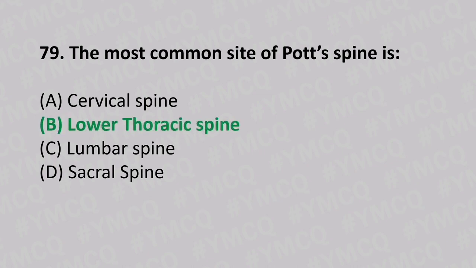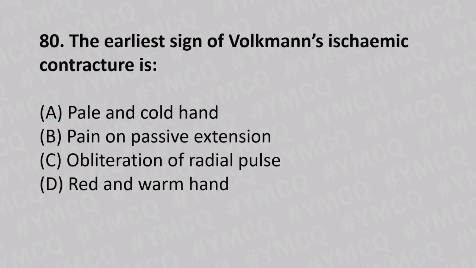Moving to our 80th question. The earliest sign of Volkmann's ischemic contracture is Option A, pale and cold hand. Option B, pain on passive extension. Option C, obliteration of the radial pulse. Option D, red and warm hand. And the answer is Option B, pain on passive extension.